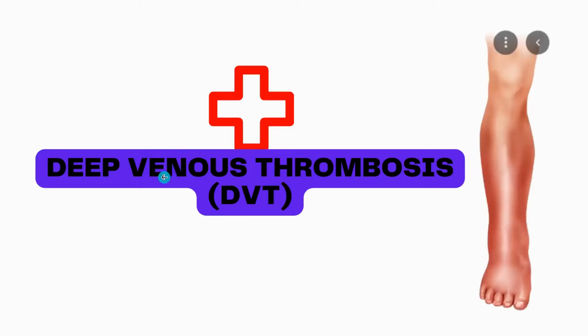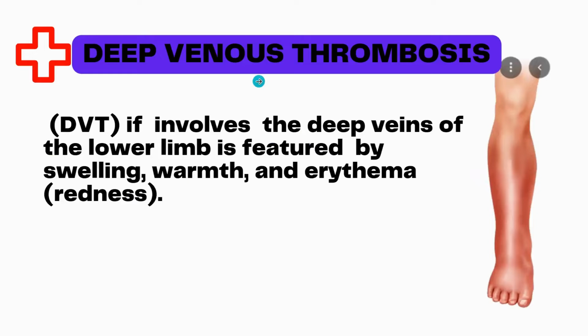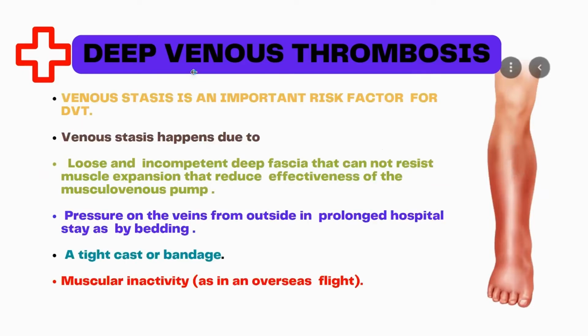Another venous disorder: you can see the leg of the patient is very much swollen and erythematous. So this is the condition of DVT, or deep venous thrombosis. So what is DVT? Deep venous thrombosis. DVT, if it involves the deep veins of the lower limb, is featured by swelling. Here you are seeing the swelling, warmth, so it is hot to touch, and erythema, and it is red, due to thrombosis in the deep veins.